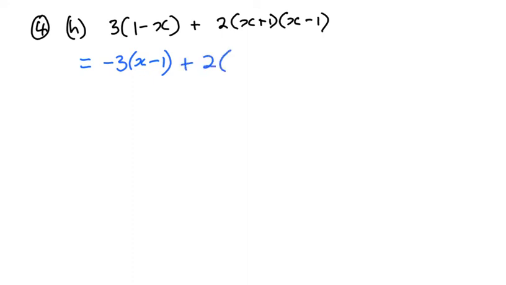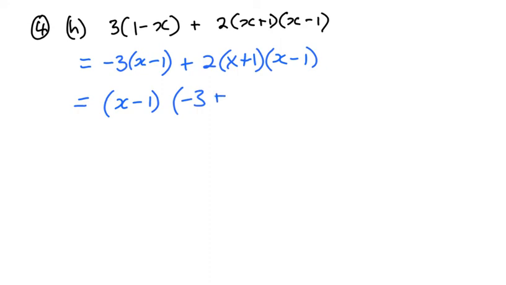What that's allowed me to do is come up with a common factor, the bracket x minus 1. What do we do with a common factor? Put it out the front when we're factorising, put the remaining terms inside the bracket, like that, and now it's just a matter of simplifying.